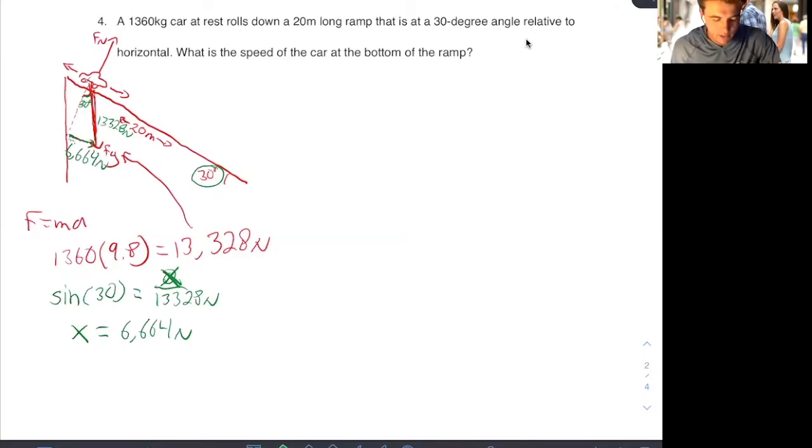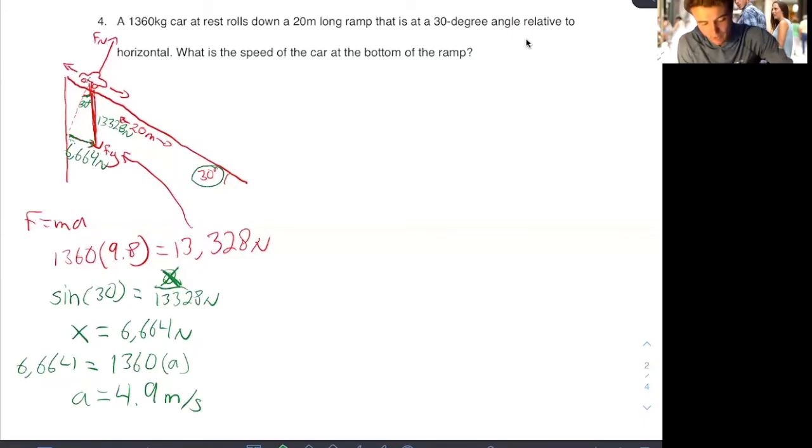Cool. So again, let's go back to F equals ma. We know the mass of the object. We know the force that is acting on it in the x direction. Now we can find the acceleration. So the force in the x direction, 6,664, equals the mass 1360 times acceleration. When we solve for acceleration in the x direction, it's 4.9 meters per second squared.